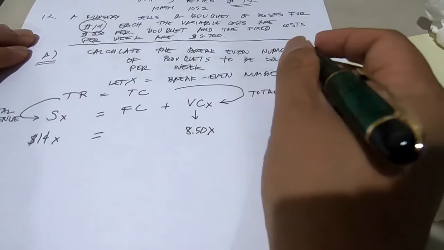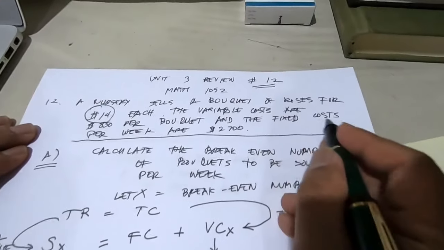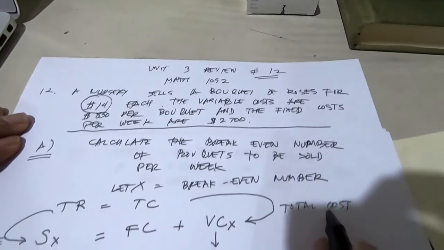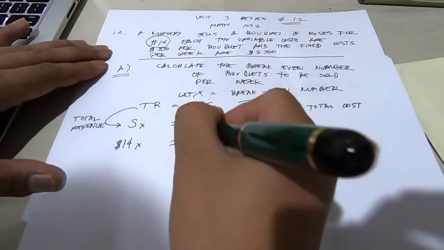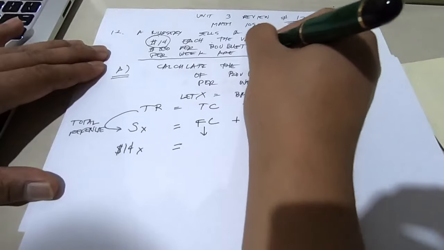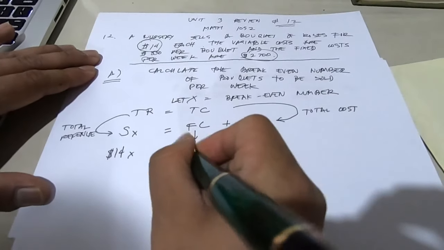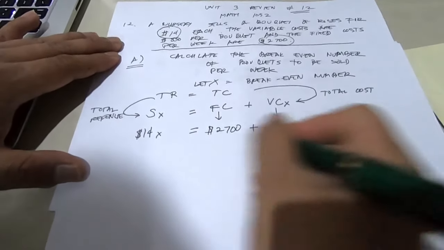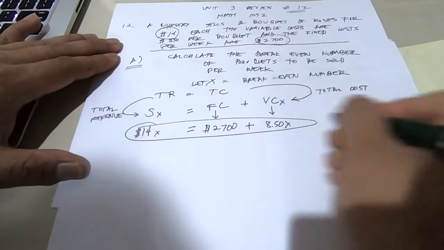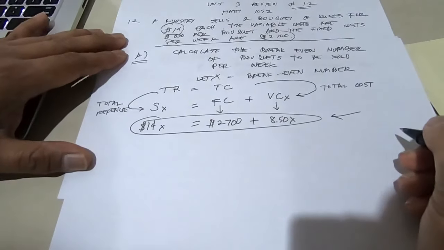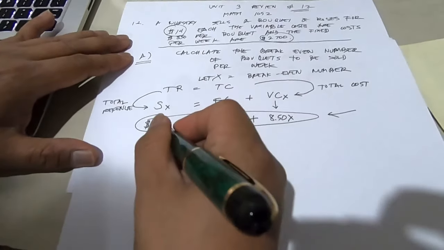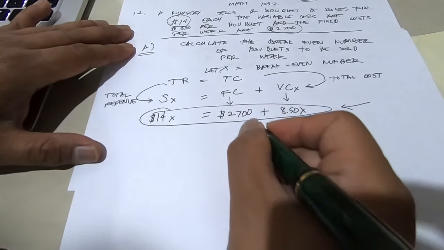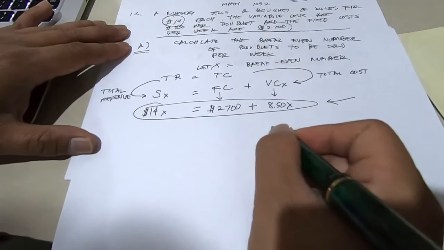Go back to the word problem. We find out that the fixed costs per week are $2,700. So we plug in there, fixed costs over here, $2,700. Bring the plus down, and you have the algebraic expression that you have to solve. Now the next step is to isolate X to one side of the equation and the constants, or the other numbers, to the other side.